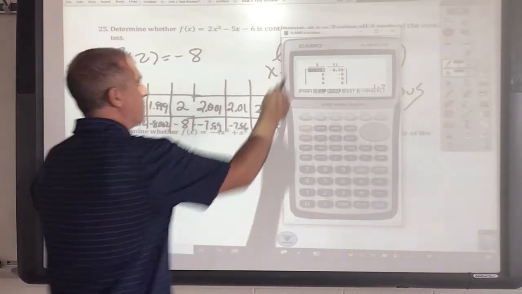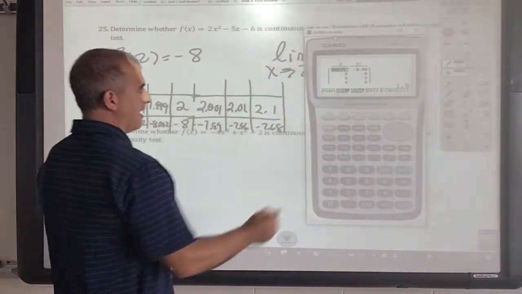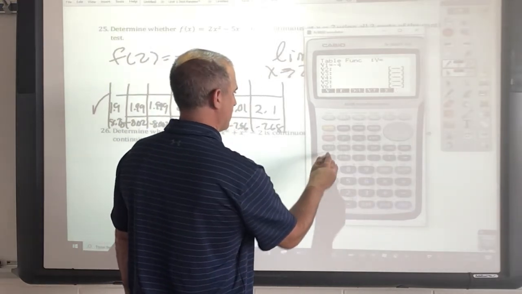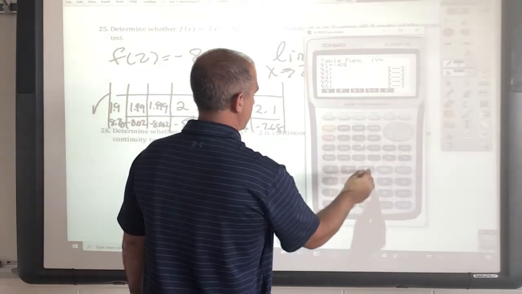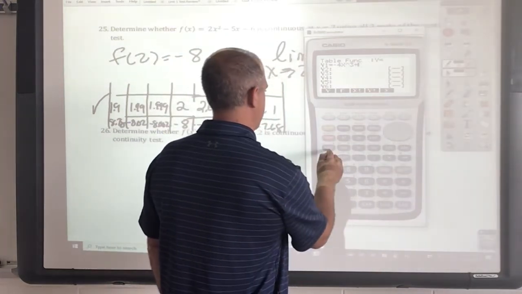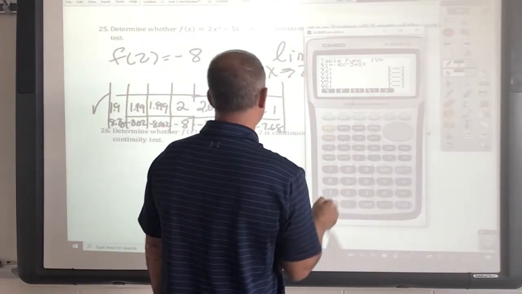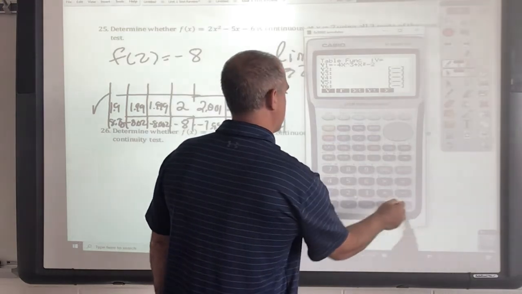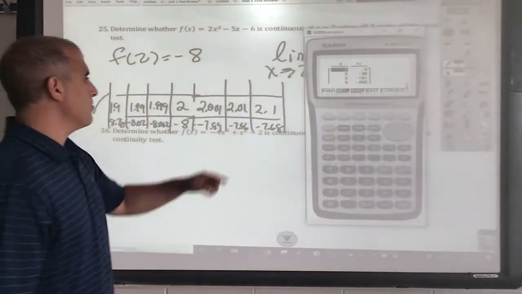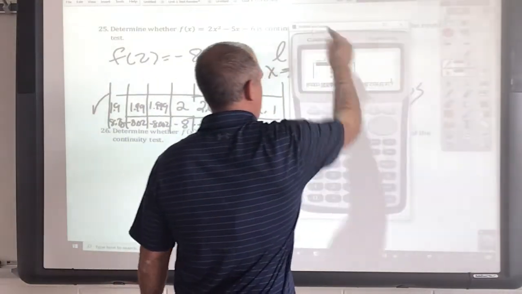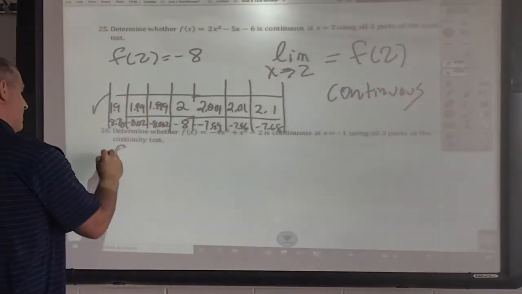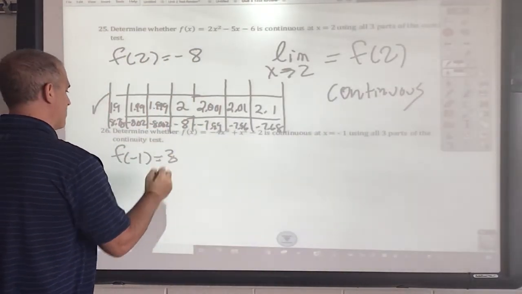Now, a new function. I got negative 4x cubed plus x squared minus 2. What I want to do is evaluate that at negative 1. So f of negative 1 gives me -3.